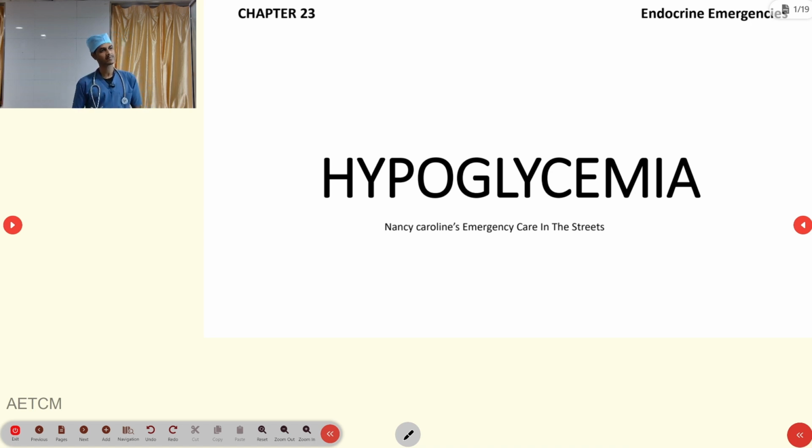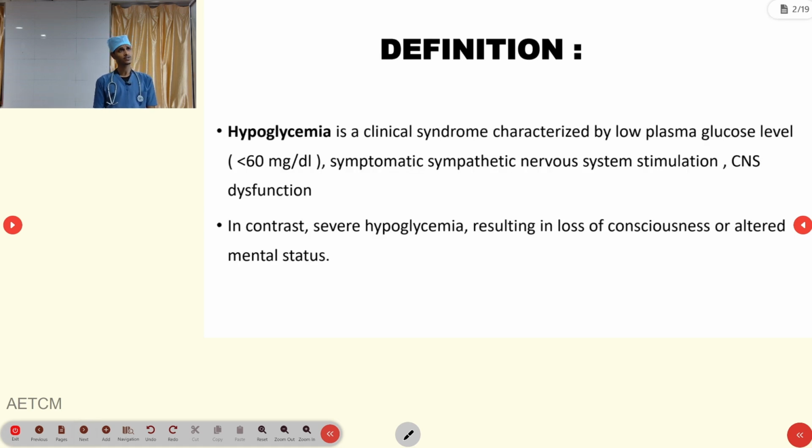In diabetic emergencies, today's area of focus is hypoglycemia. Getting into the definition, hypoglycemia is a clinical syndrome characterized by a low plasma glucose level, that is, the level will be less than 60 milligram per deciliter, with symptomatic sympathetic nervous system stimulation. If the hypoglycemia is a more severe form, that is less than 40, a hypoglycemic crisis, then you will get CNS dysfunction.